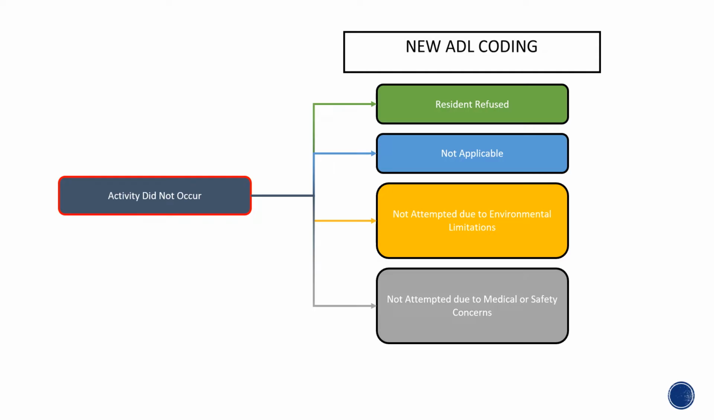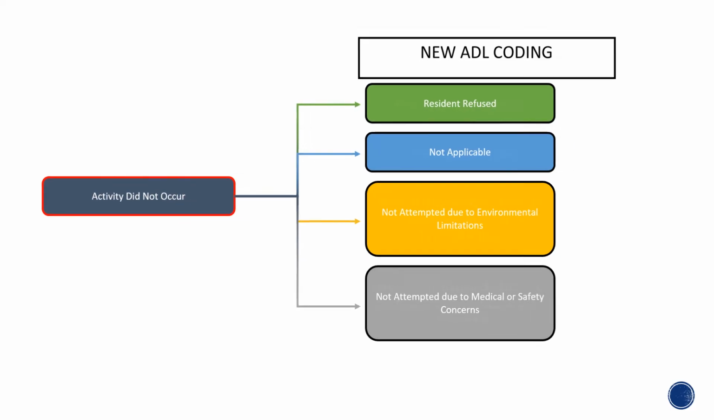It's important to note the available options may differ based on your facility's documentation practices. So if you do not have these options, ask your supervisor for guidance on what to code if an activity does not occur. The options are resident refused, not applicable, not attempted due to environmental limitations, and not attempted due to medical or safety concerns.